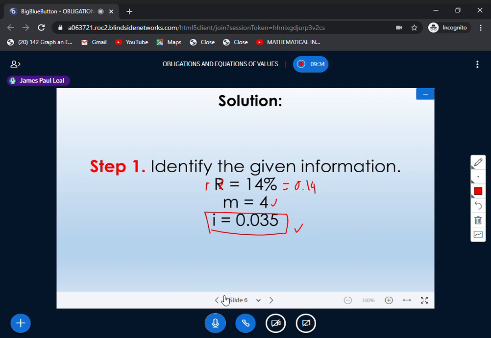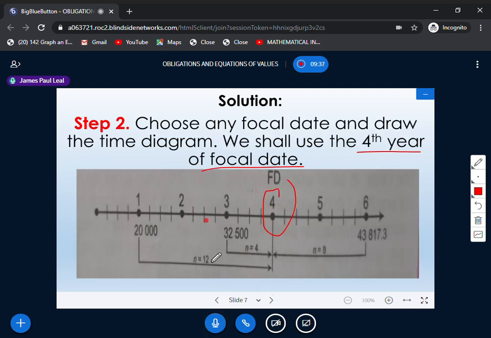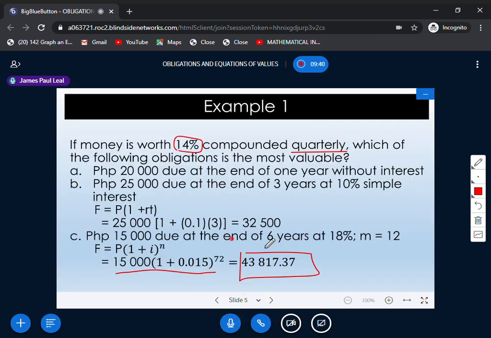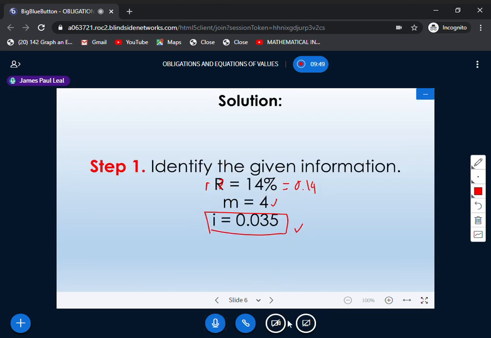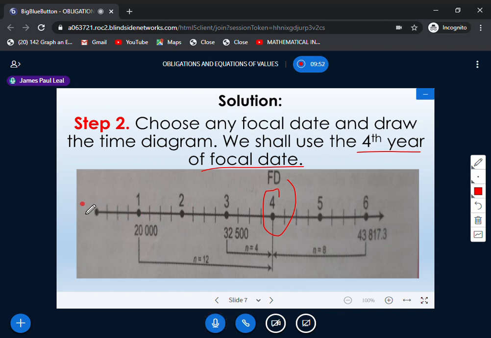So again, let's draw the time diagram. We all know how many years we need to accumulate here. We have 1 year, third year, and 6 years. Let's say this will be 0, 1, 2, 3, 4, 5, 6. Take note that my focal date will be the fourth year. You can use any focal date, but this one, I choose the fourth year as my focal date. It's up to you which one you like for the focal date, because we bring everything back to the focal date when we are looking for the n.